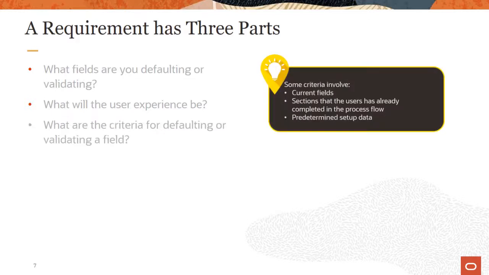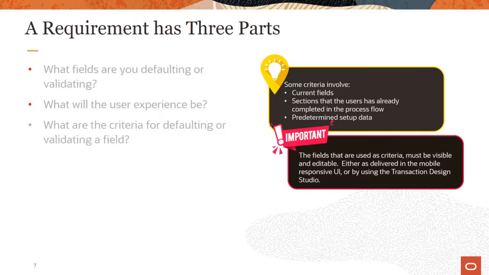And the third part of the requirement is to list out the criteria for defaulting or validating a field. Some criteria involve current fields, while others may involve sections that the user has already filled out in the process flow. Still others may involve predetermined setup data. Since autocomplete rules only work on mobile responsive user interfaces, ensure the fields identified in the criteria are visible and editable, either as delivered or as set by using the Transaction Design Studio.